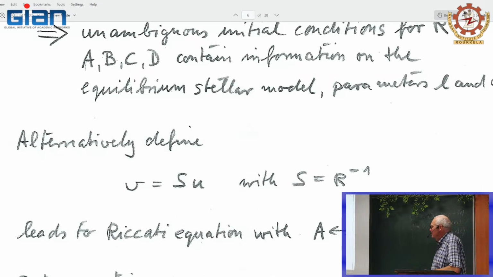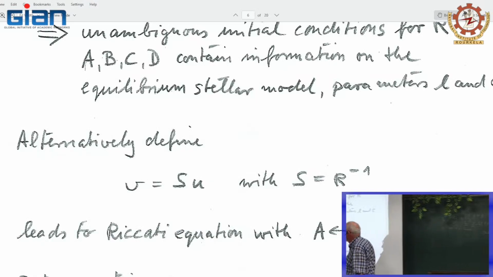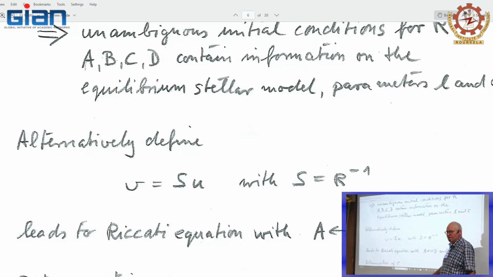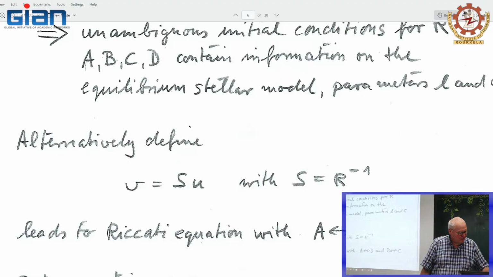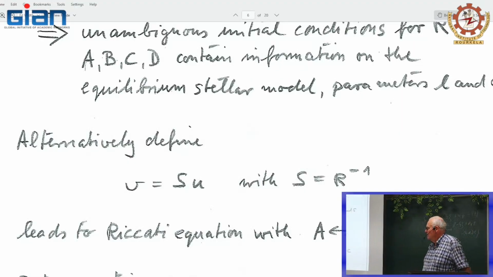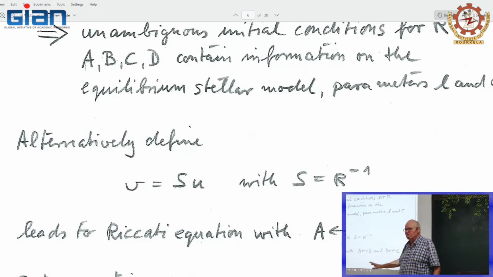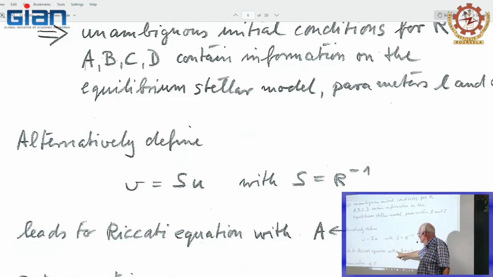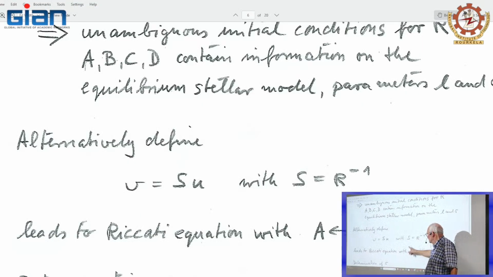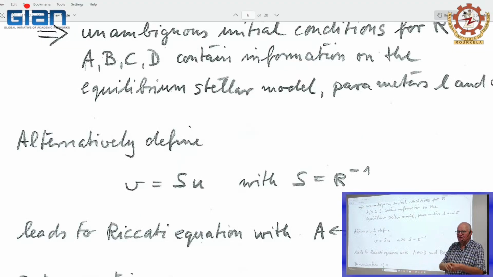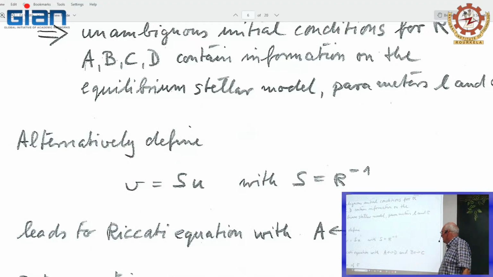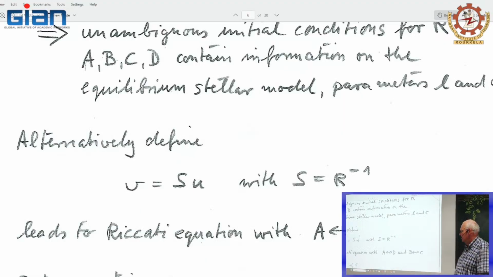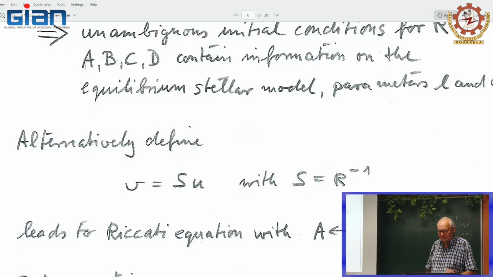So what I said already is, alternatively, we may define V is S times U, with S being the inverse of R, should R to the minus 1 exist. Well, this leads to a Riccati equation which looks very similar, but where the matrices are simply exchanged. So this leads to a Riccati equation for S, where compared to the Riccati equation for R, the matrices A have to be exchanged with D, and B has to be exchanged with C. So this is equivalent.